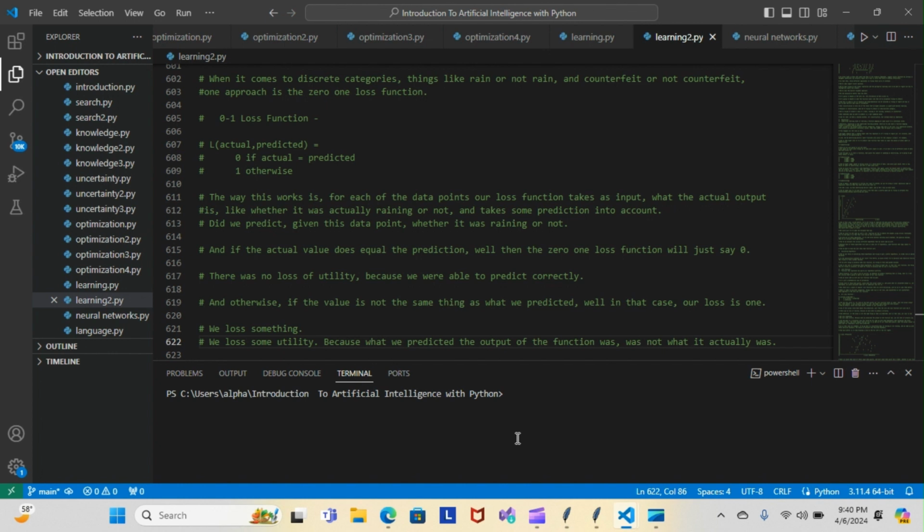So the way this works is, for each of the data points, our loss function takes as input what the actual output is, like whether it was actually raining or not, and takes some prediction into account. Did we predict, given this data point, whether it was raining or not? And if the actual value does equal the prediction, well then the 0, 1 loss function will just say 0. There was no loss of utility because we were able to predict correctly. And otherwise, if the value is not the same thing as what we predicted, well, in that case, our loss is 1. We lost something. We lost some utility because what we predicted the output of the function was not actually what it was.